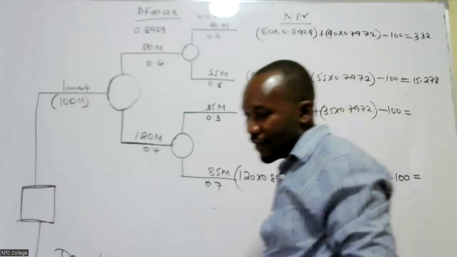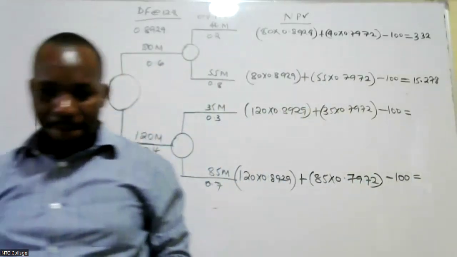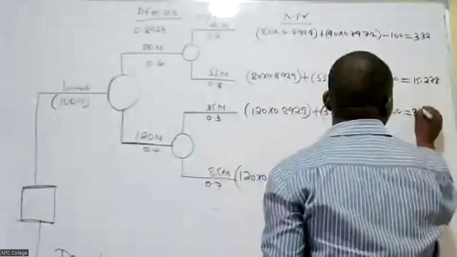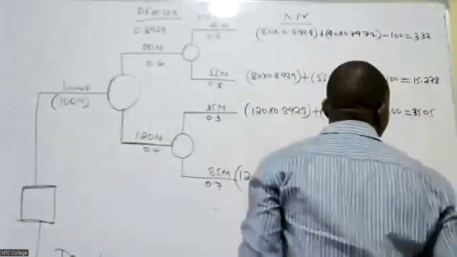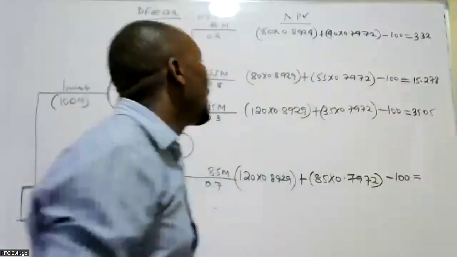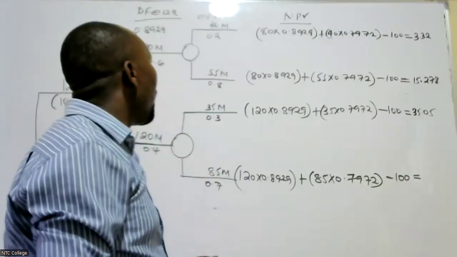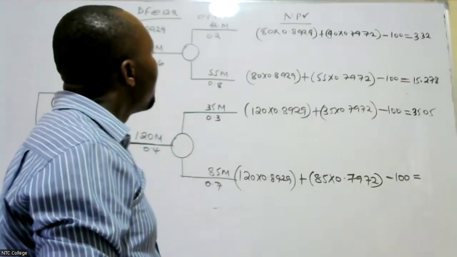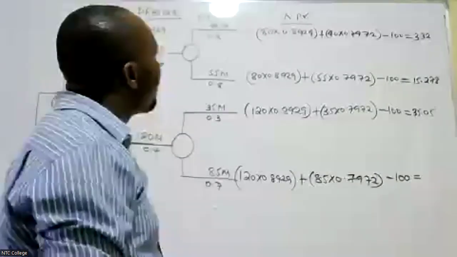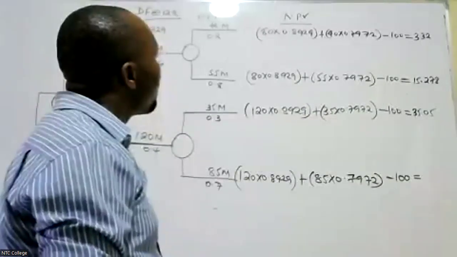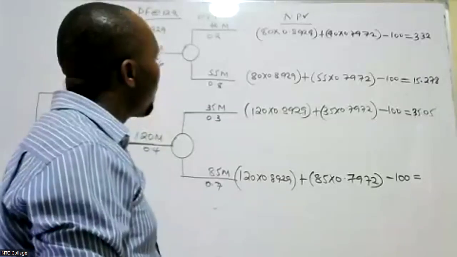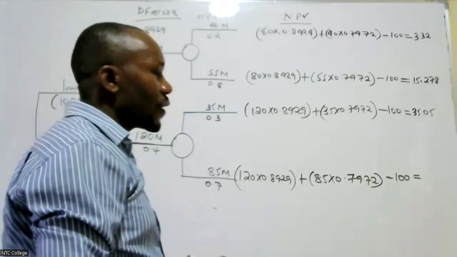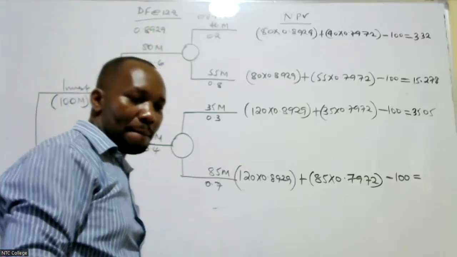The third one, I'm getting 35.05. The second one I'm getting 15.278. That's correct. The fourth one?